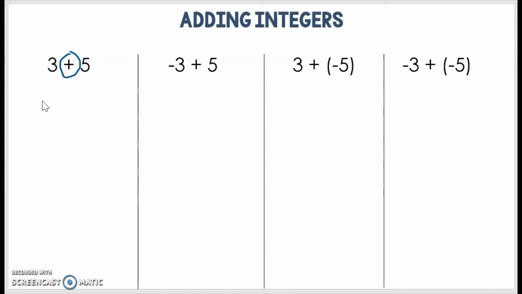So if I have 3, I'm going to represent that by 3 positives, and I am joining that with 5, which we're going to represent by 5 positives. So 3 plus 5 will give me 8.